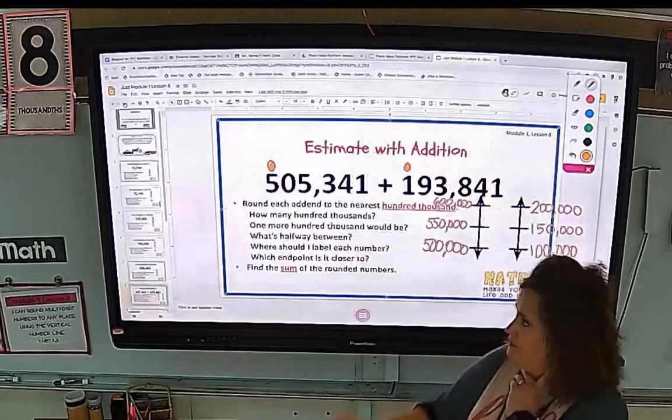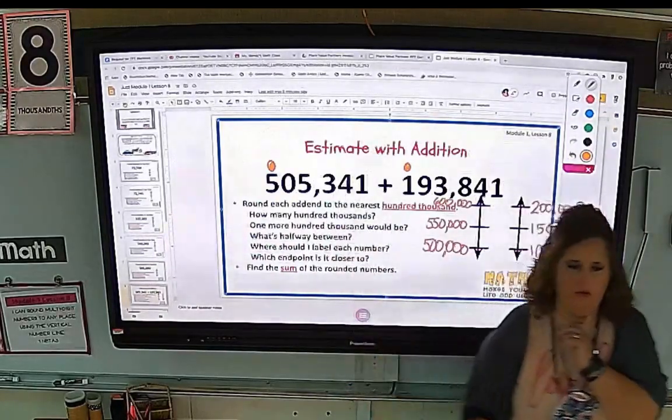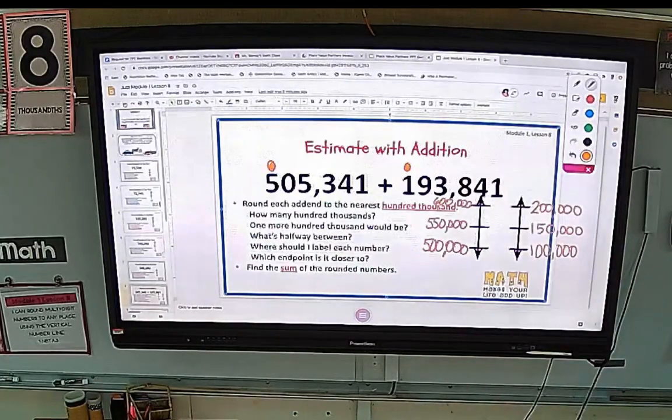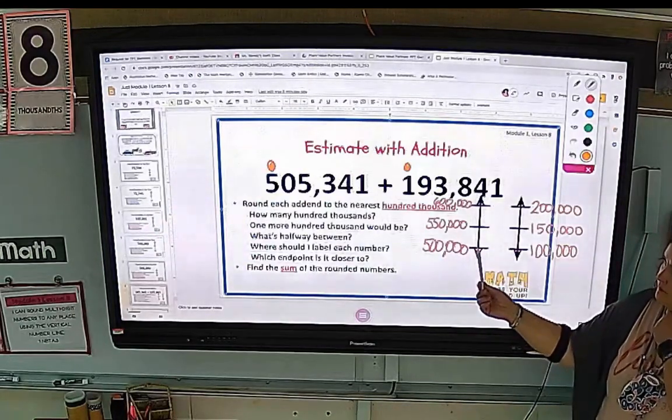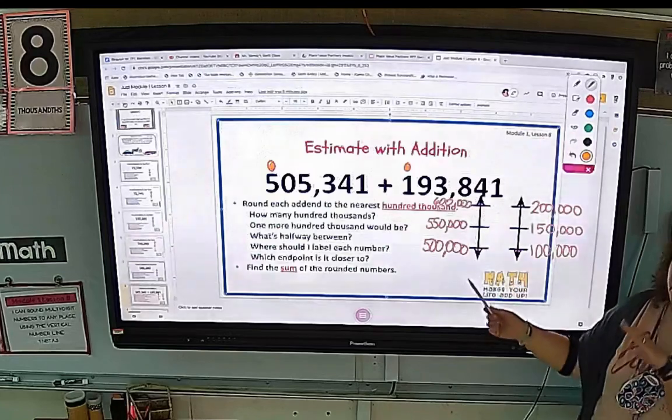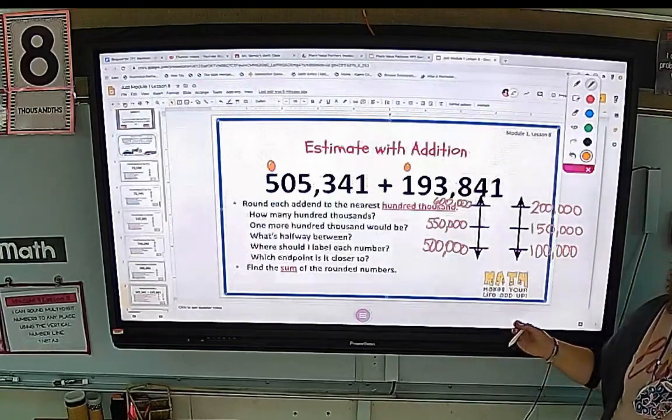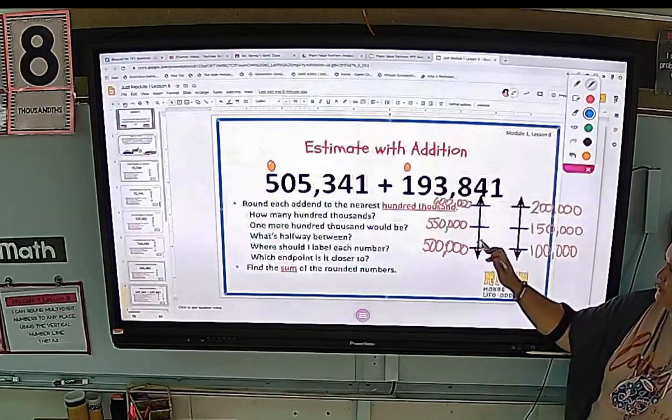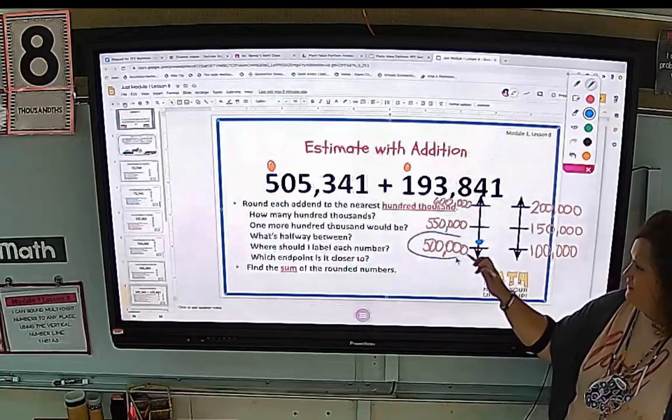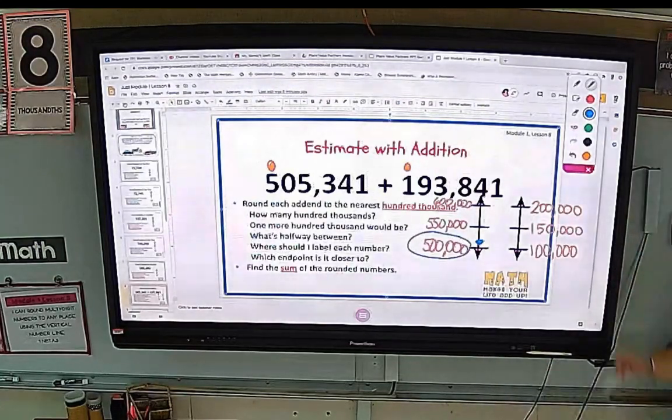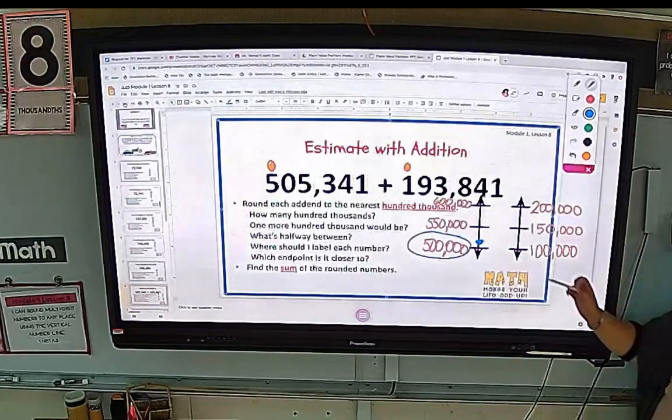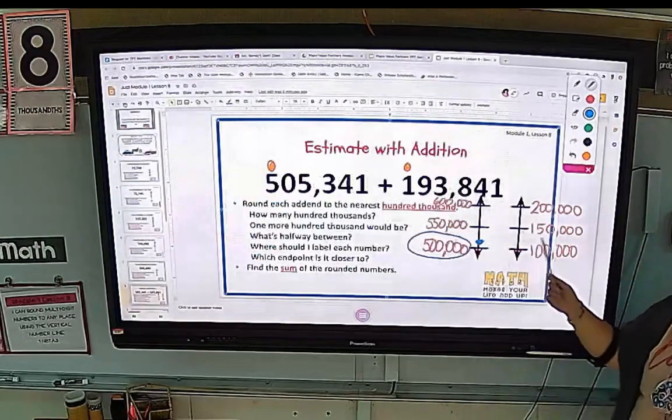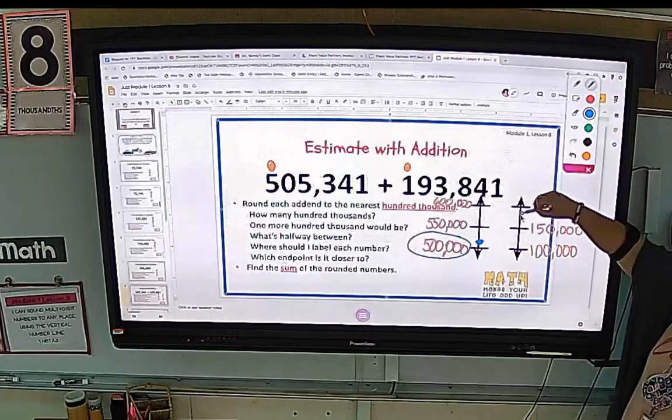What does our first number round to? 505,341. What does it round to? What'd you get, Will, for the first one? I didn't do it. It's okay. What did you say that it rounded to? 500,000. Well, if I put my dot on my number line, it is definitely closer to the bottom. So it does round to 500,000. Okay. What about this second number? What 100,000 does it round to? 200,000. To 200,000? Well, 193 is definitely closer to 200 than 150 even.